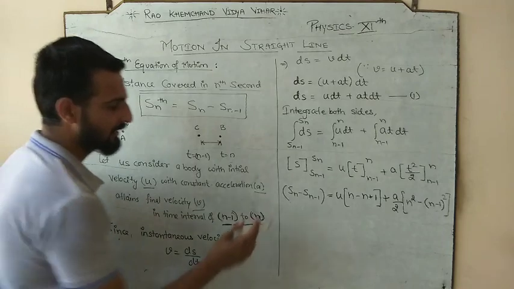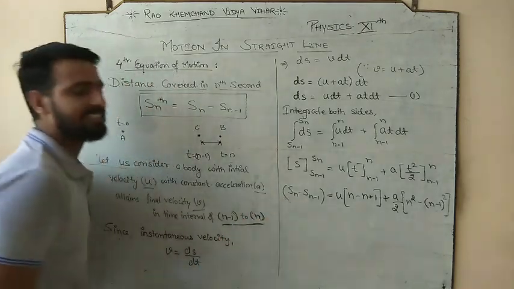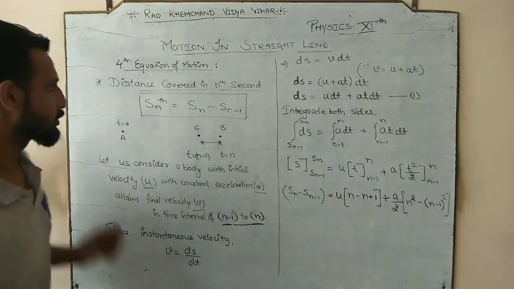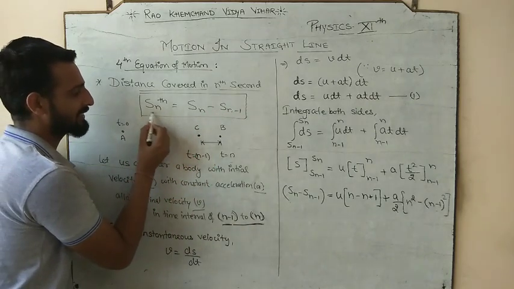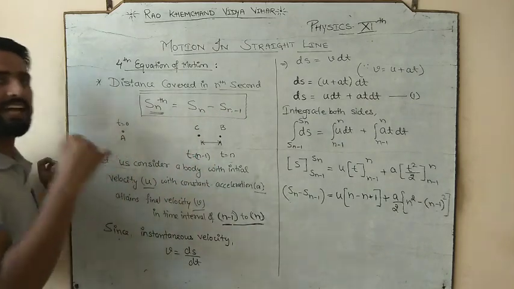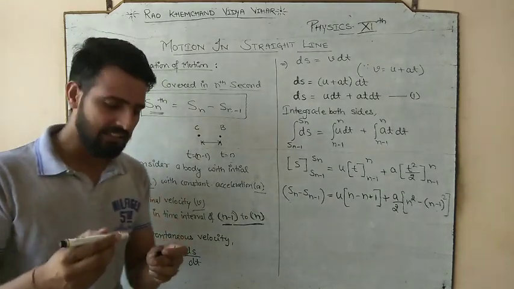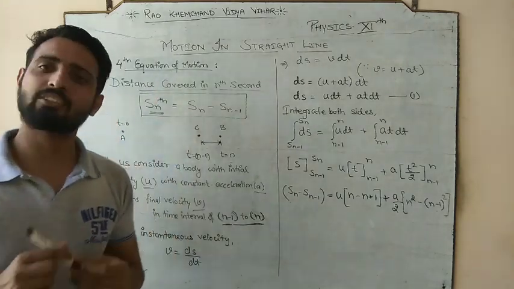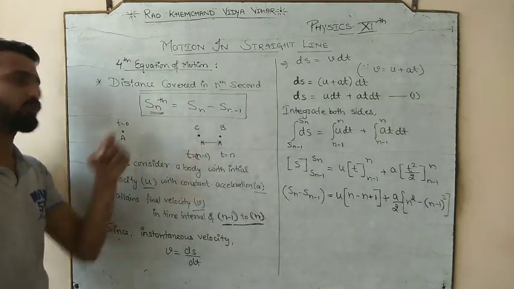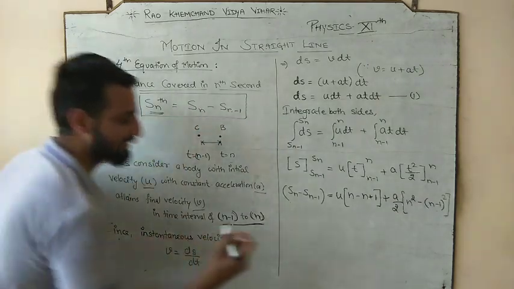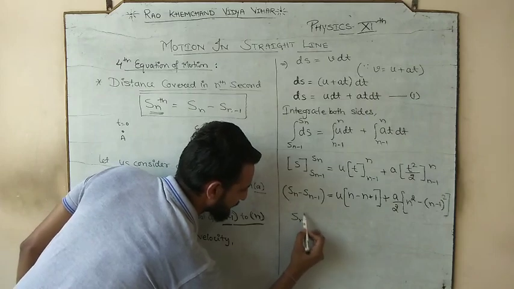We will solve this. So now Sn minus Sn minus 1. What is this called? Snth. That's why we have taken a little bit of time while explaining the diagram. Sn minus Sn minus 1 gives us what? Snth. So this is Snth.